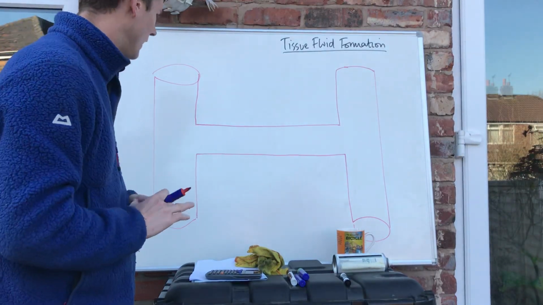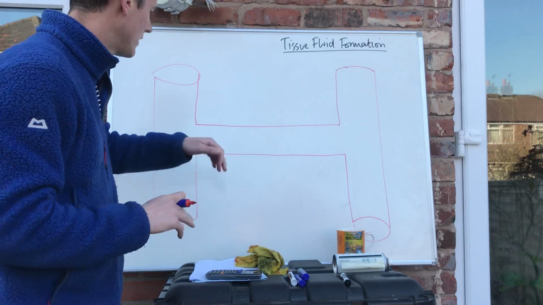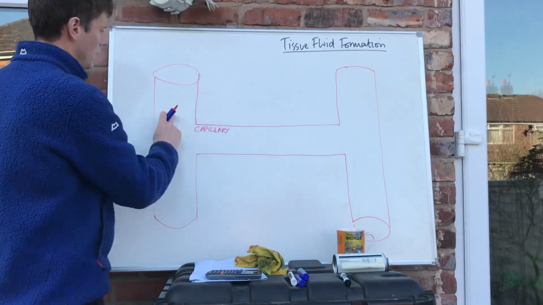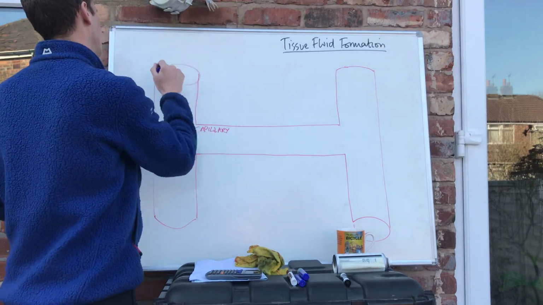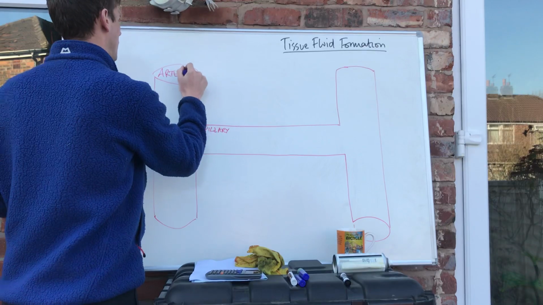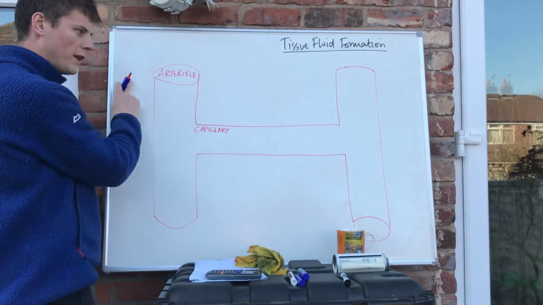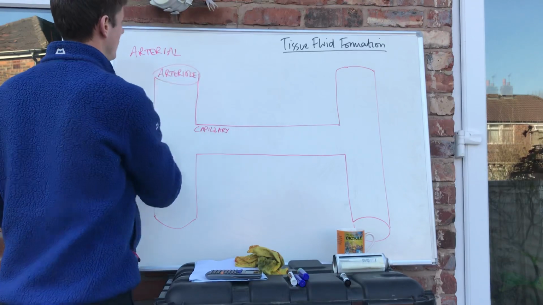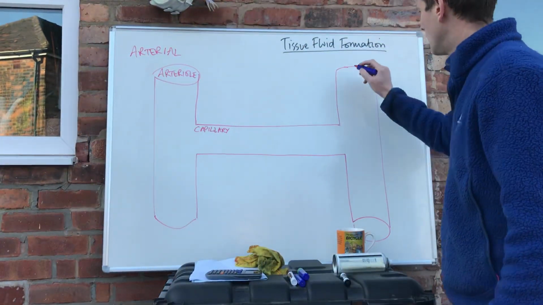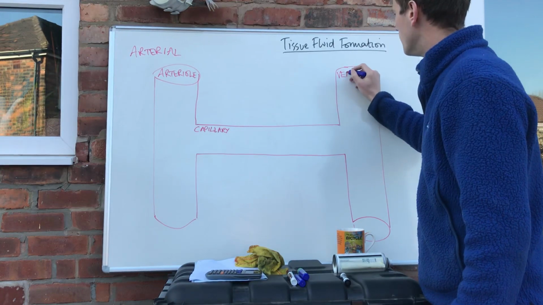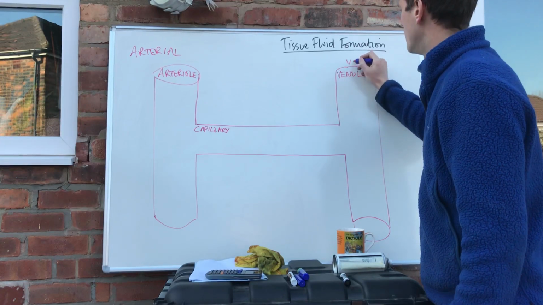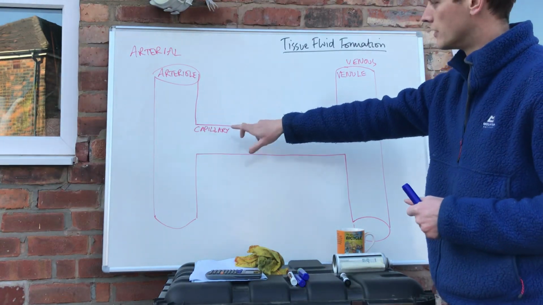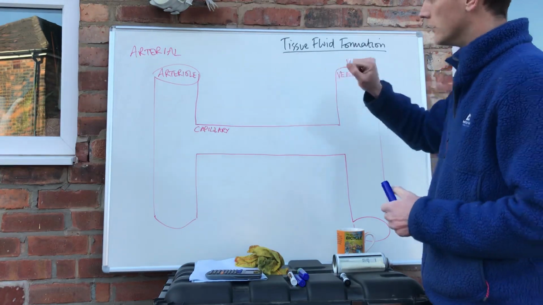So what we have here is a capillary, this is an arteriole, and we call this end of the capillary bed the arterial end. Over here is a venule, and we call this the venous end of the capillary bed. Okay, so arterial, capillary, venule, arterial side, venous side.